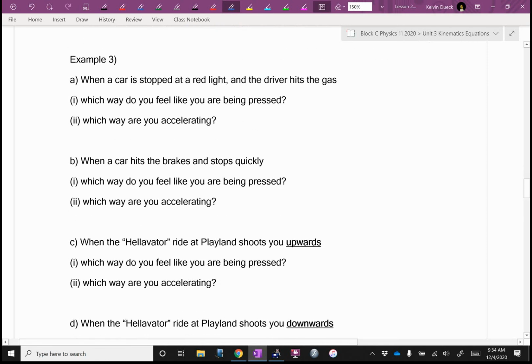Suppose you're sitting at a red light and the driver floors it. Which way do you feel like you're getting pushed? Backwards. But which way is the car clearly accelerating? Got me? So you feel like you're getting pressed backwards, but you're accelerating forwards. Your body can detect acceleration. It just feels it backwards.